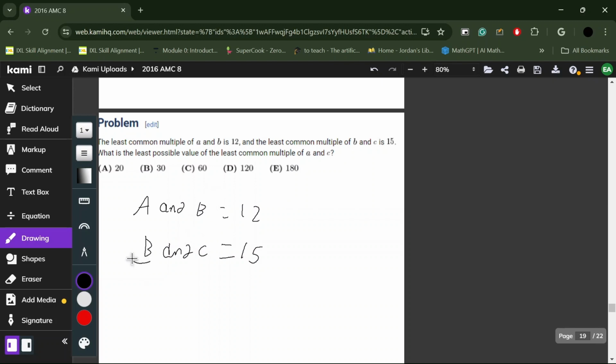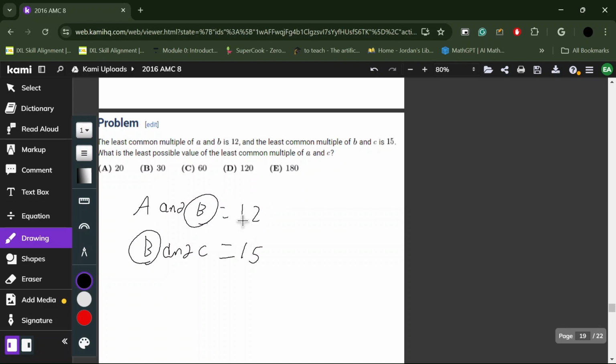So they both have a common factor, right? It's B. They both share B. So B times A is 12 and B times C is 15. So we have to find the greatest common factor between these two numbers to find out what B is, right? And we know this is going to be the greatest common factor because this is the least common multiple of these two numbers, right?